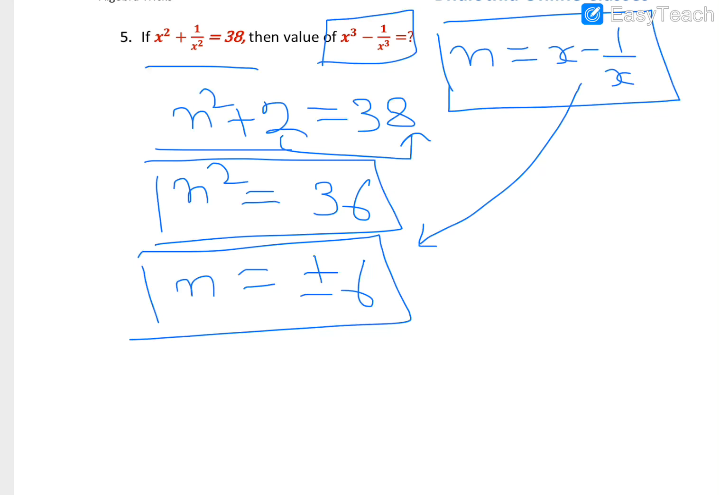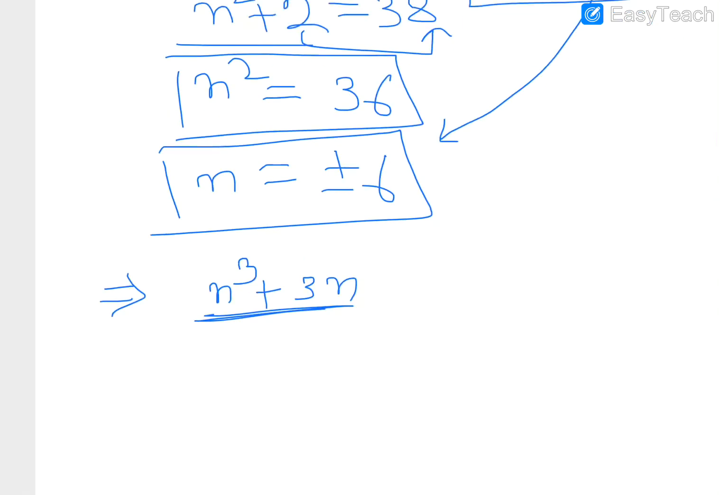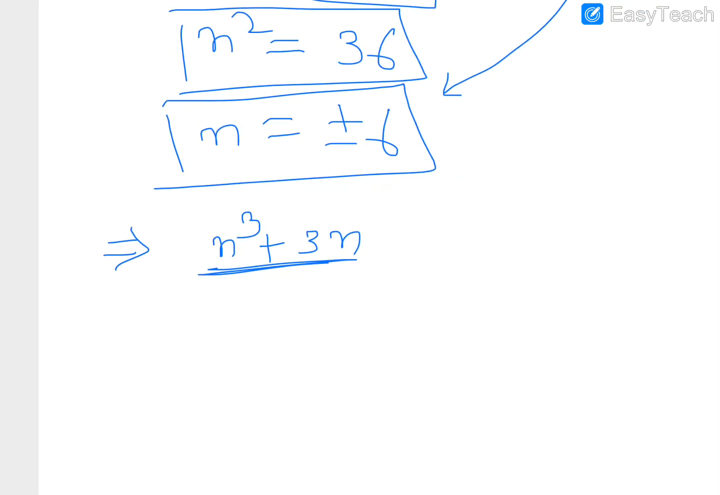So what was the formula for cube? In case of minus, that was n raised to the power 3 minus, sorry, plus 3n, right? Because we have minus here, so here it will become plus in the formula. And we have n's value as plus 6 or minus 6.